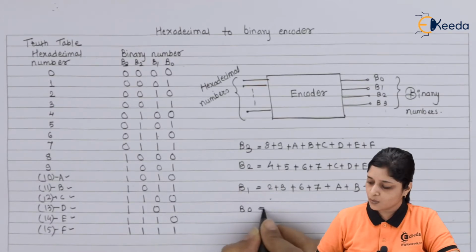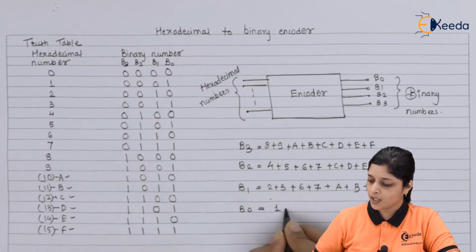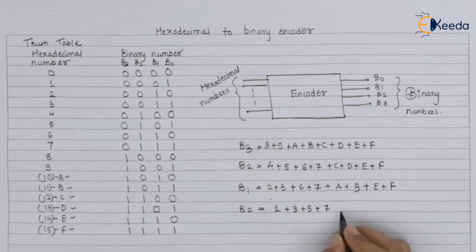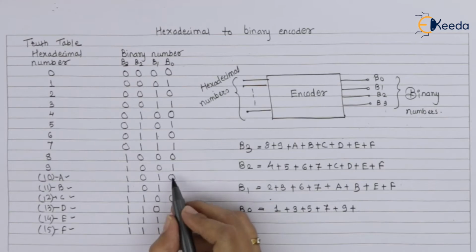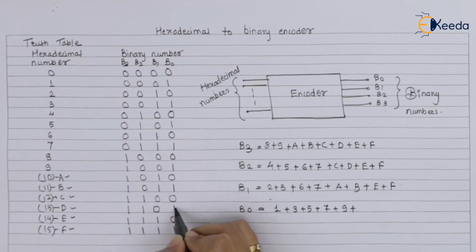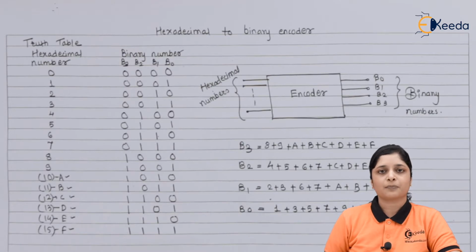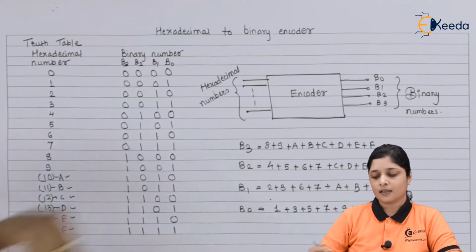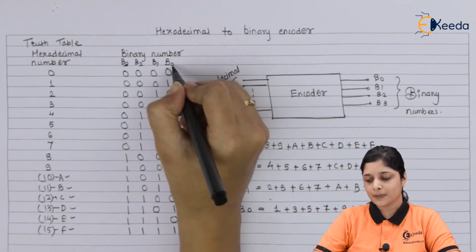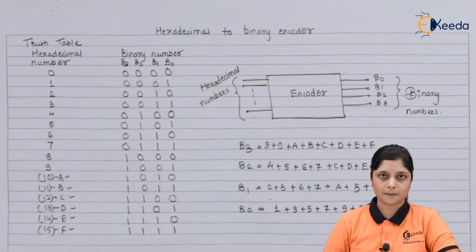And for B0, what do we write here? 1 plus 3 plus 5 plus 7, then plus 9. After 9, we have B plus D, and plus the final F. In this way, you have to write down the expressions for each binary bit, that is, B0, B1, B2 and B3.